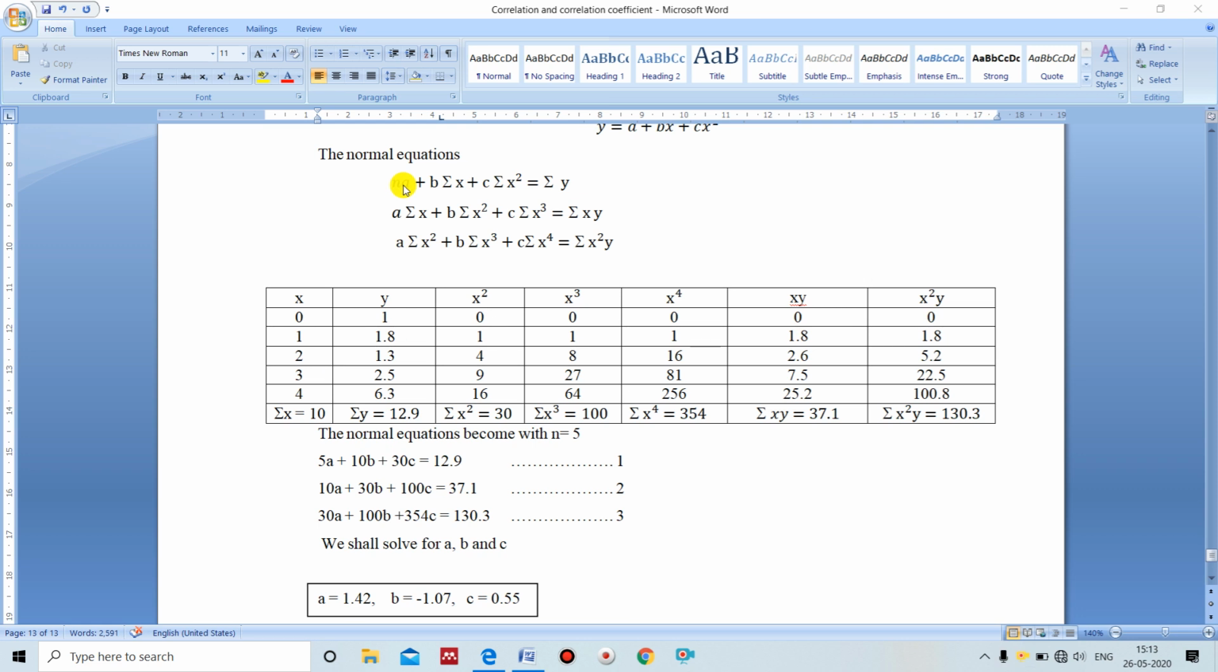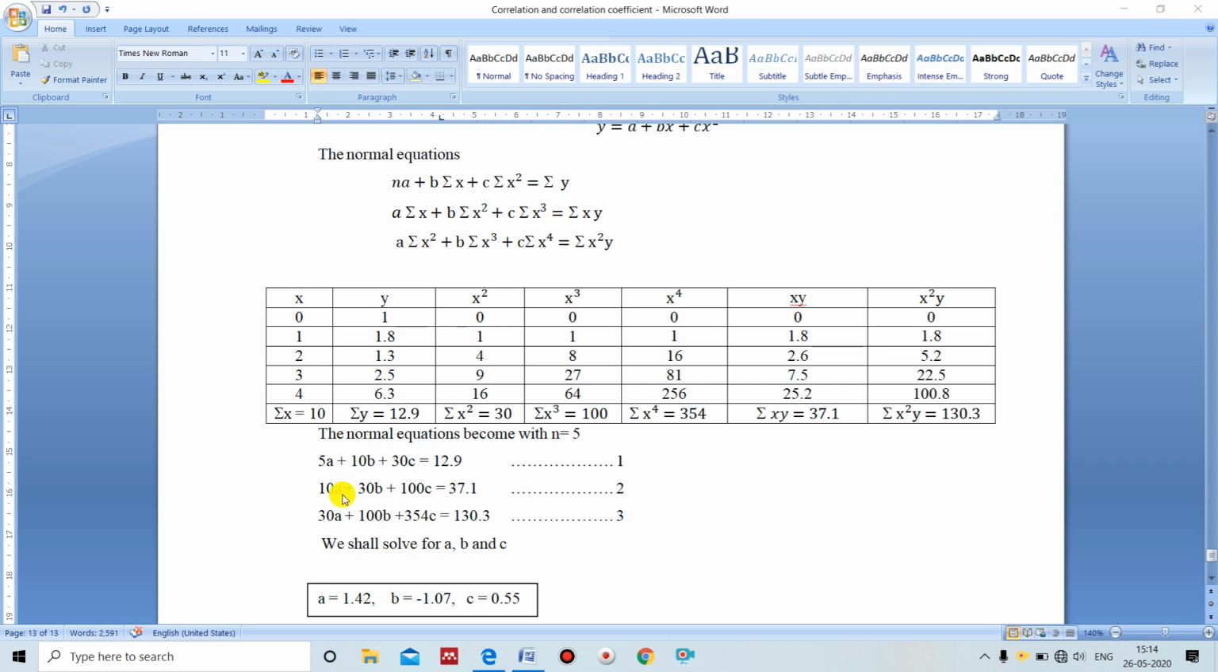We write the normal equation: 5 into a plus 10 into b, summation of x is 10, plus summation of x square is 30, 30 into c, equal to summation of y is 12.9. Then a into summation of x, 10 into a, plus b into summation of x square, 30 into b, plus summation of x cube into c, summation of x cube is 100, 100 into c, equal to 37.1.